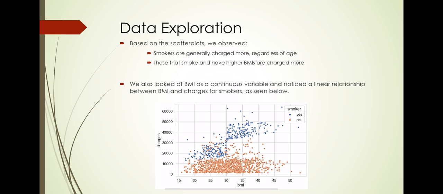We created a similar scatter plot as before, but with BMI as a continuous variable, as it originally appeared in the data. We noticed a linear relationship between BMI and charges for smokers.